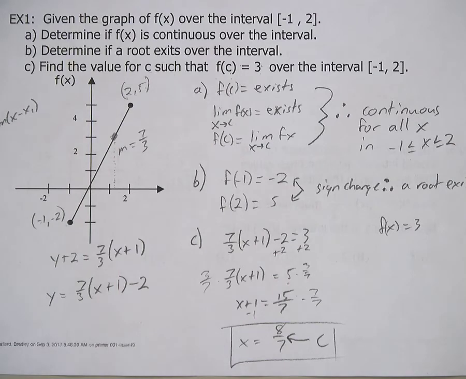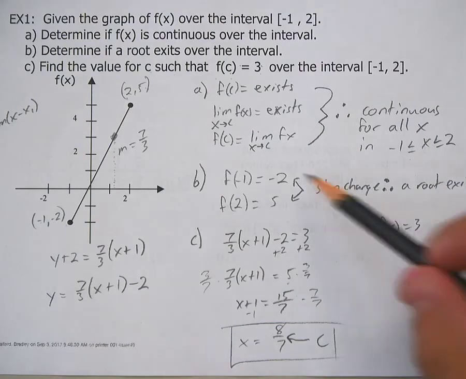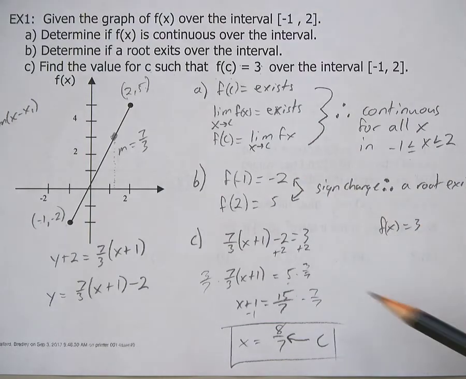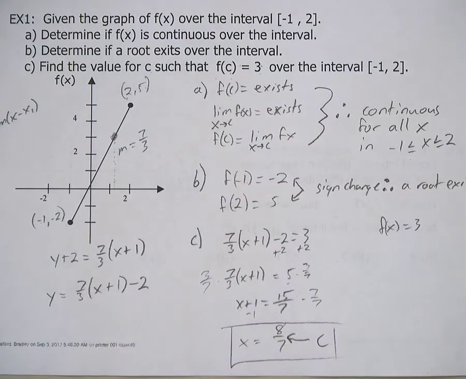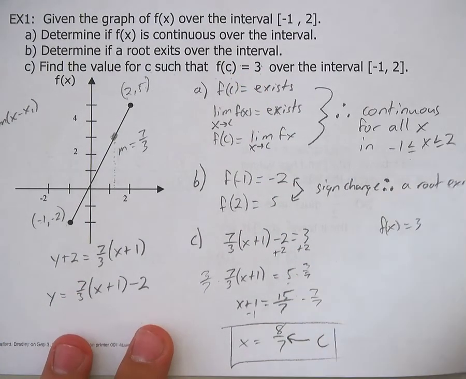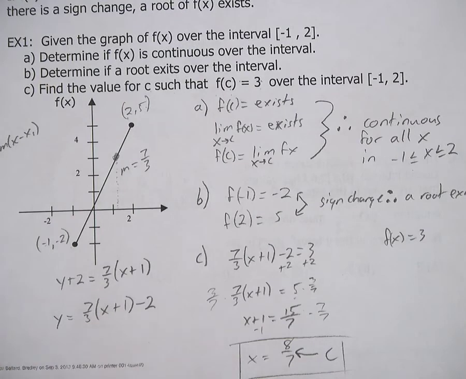Make sense? So prove it's continuous, 3 things. Prove there's a root, we're looking for a sign change, and then find out what x value gives you that y value. And then you have to verify, obviously, is this in the interval -1 to 2? Well, yeah, of course it is.